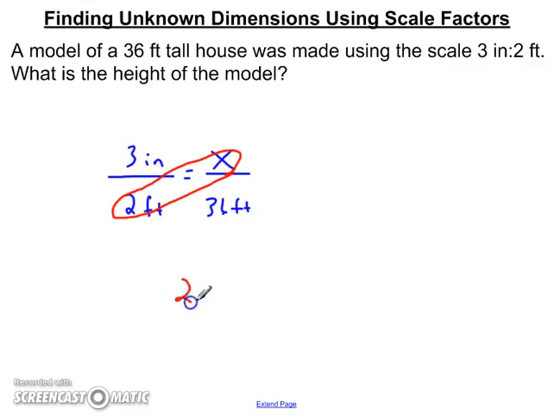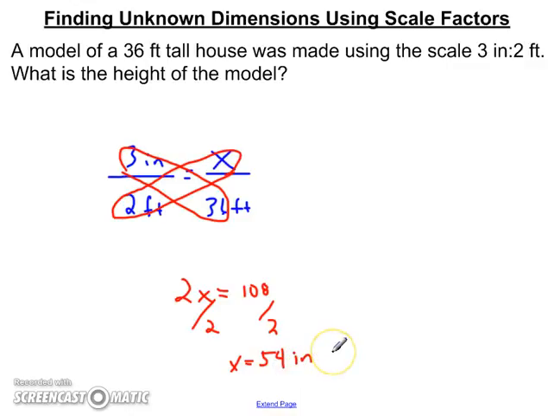Cross products here, so 2 times x is 2x. And then 36 times 2, well, let's see, 3 times 6 is 18, carry a 1. 3 times 3, 9, plus 1 is 10. And then if we divide both by 2, x equals, what, 54 inches. Okay, so in this particular case, the scale model's height is 54 inches tall. So this is a big model if it's 54 inches tall. I mean, 54 divided by 12 is 4.5 feet tall. So the model in this case is 4.5 feet tall. So this is a big model.